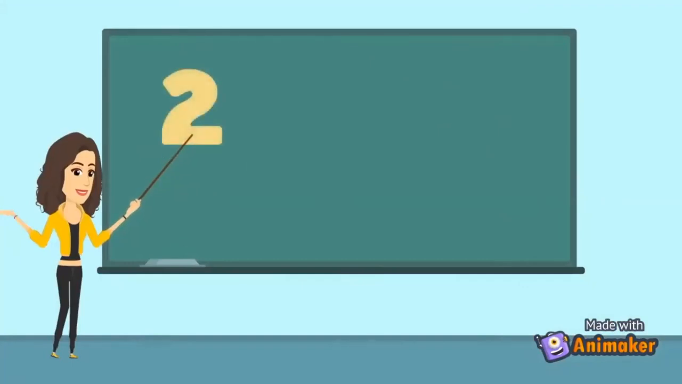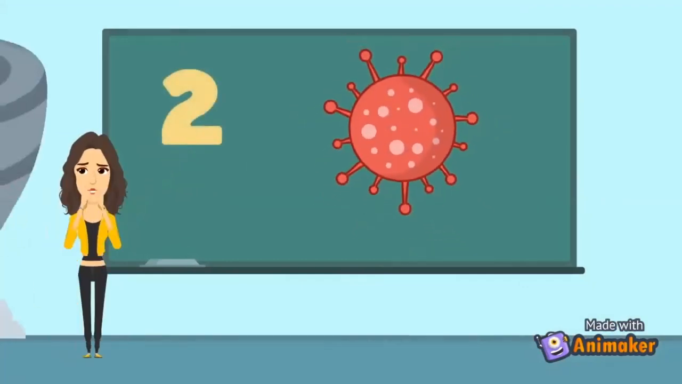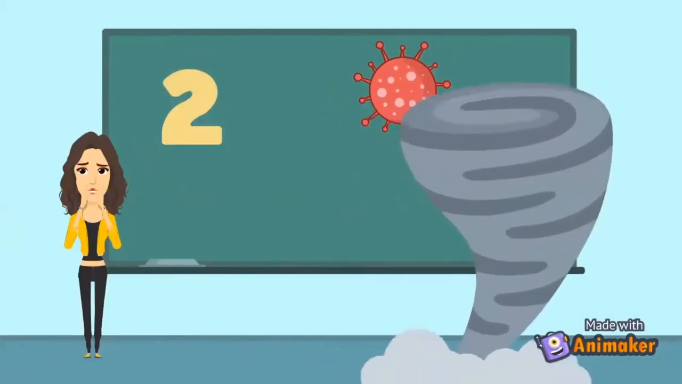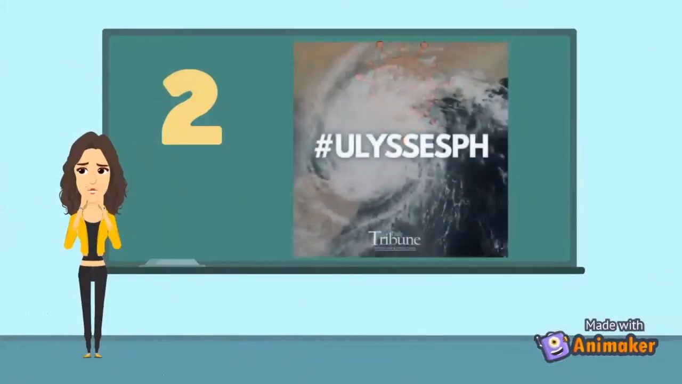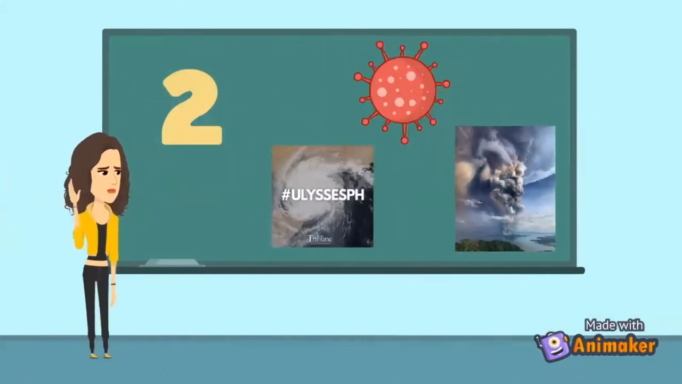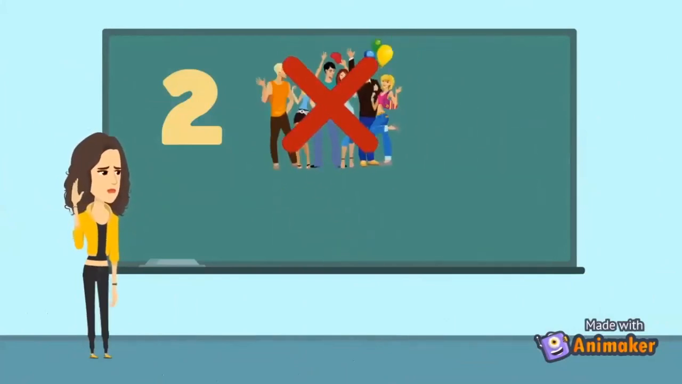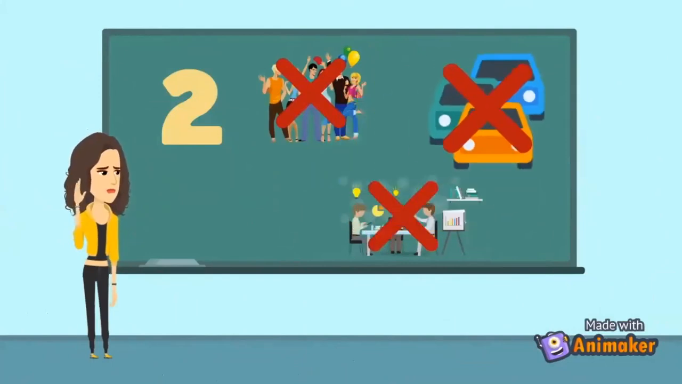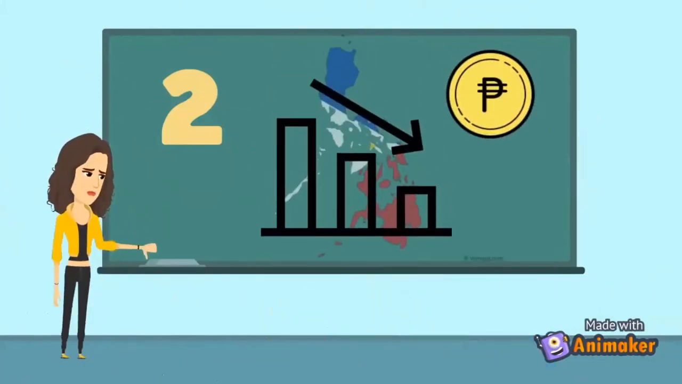Second, aside from the COVID-19 pandemic, 2 major disasters have recently occurred in the country: Typhoon Ulysses and the Taal volcano eruption. This halted public life, business, and mobility, which greatly affected the Philippines' economy.